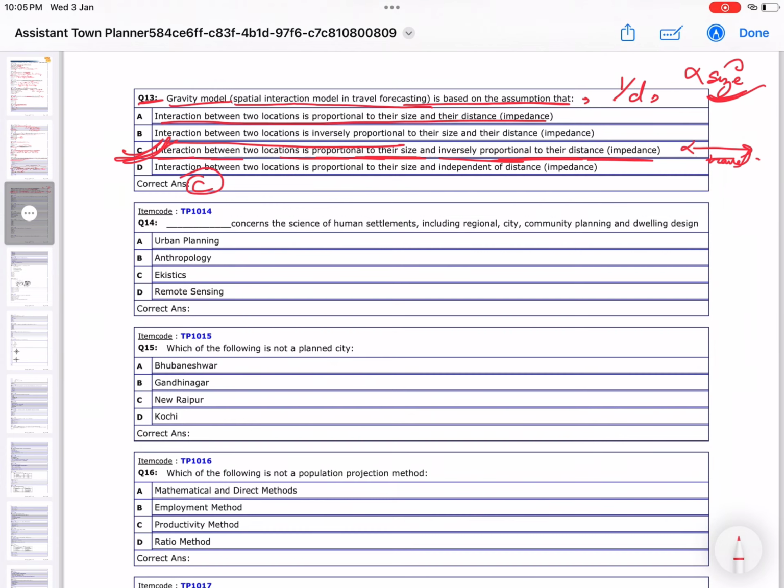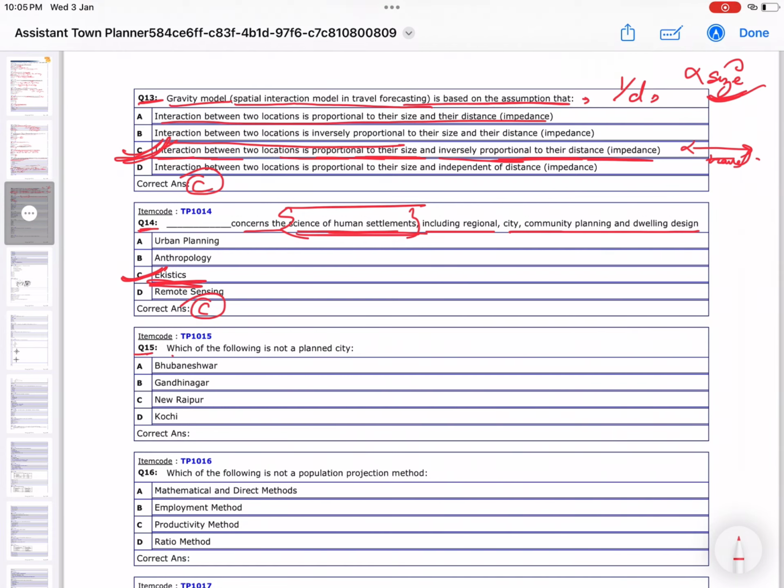C is the answer. Question number 14. Dash concerns the science of human settlement. The science of human settlement, if you ever hear, is ekistics, including regional, city, community planning and dwelling design.